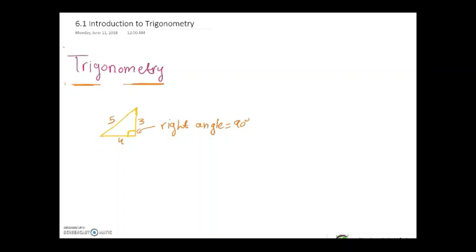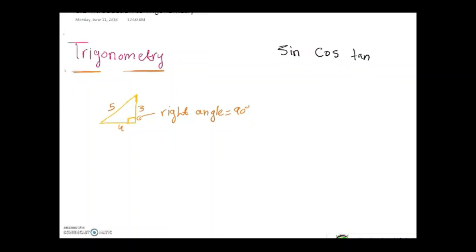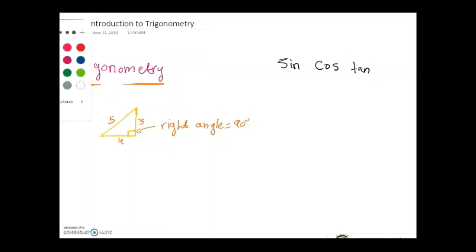There are three core functions of trigonometry: the sine function, the cosine function, and the tangent function. Before that, let me write something that will help you remember sine, cosine, and tangent. I'll be writing SOHCAHTOA.